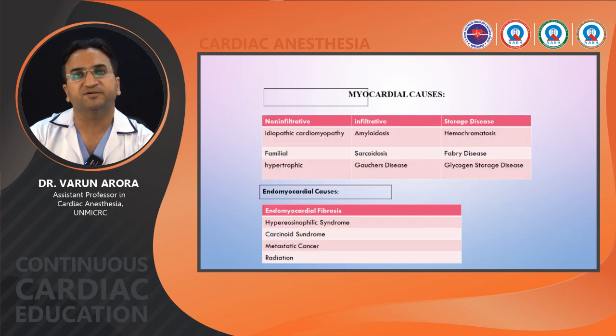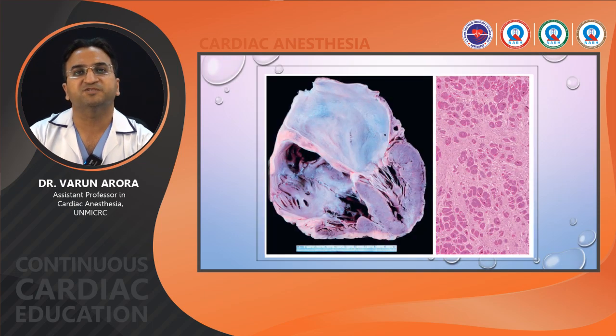So coming to restrictive cardiomyopathy, the causes can be infiltrative, like amyloidosis and sarcoidosis, and storage disorders like hemochromatosis; non-infiltrative causes like idiopathic cardiomyopathy; and endomyocardial causes like hypereosinophilic syndrome and carcinoid syndrome. In this specimen, you can see a marked biatrial enlargement, and on the right side you can see collagen deposition in between the cells.